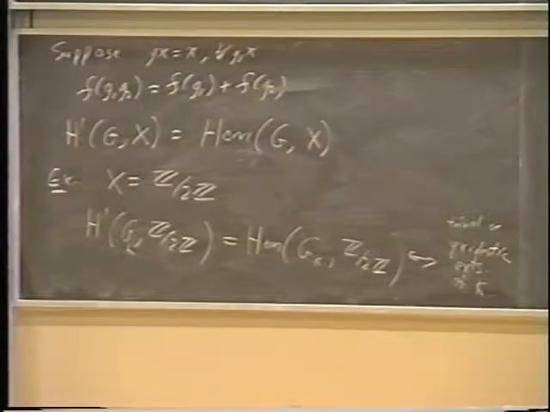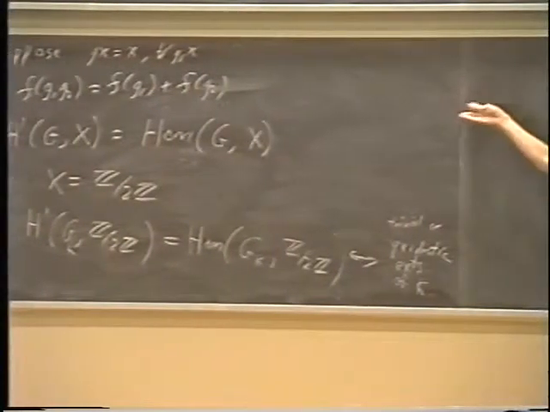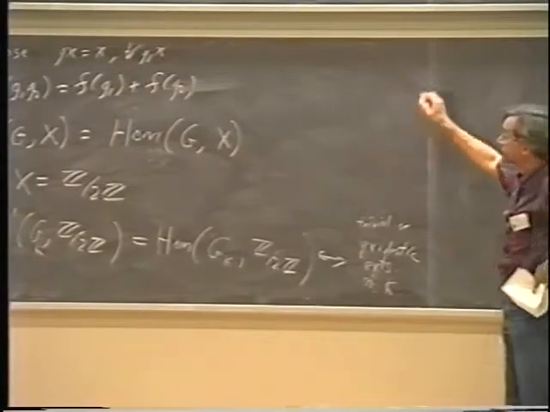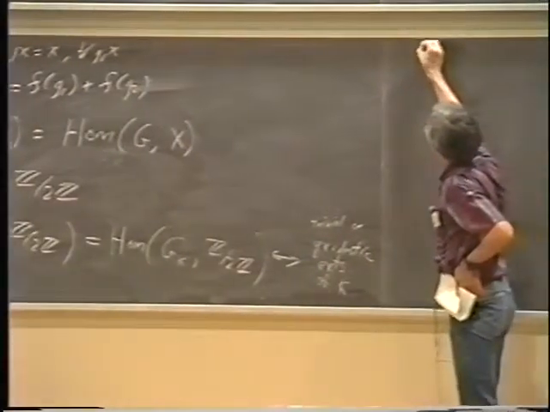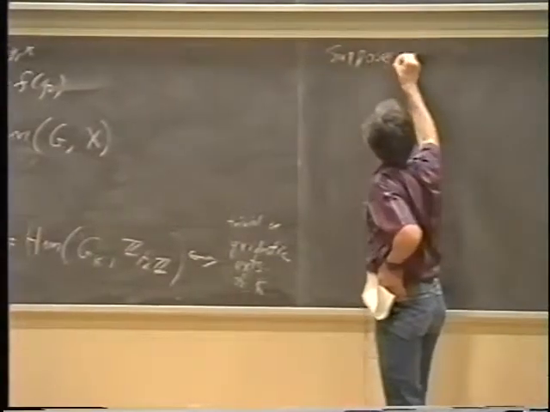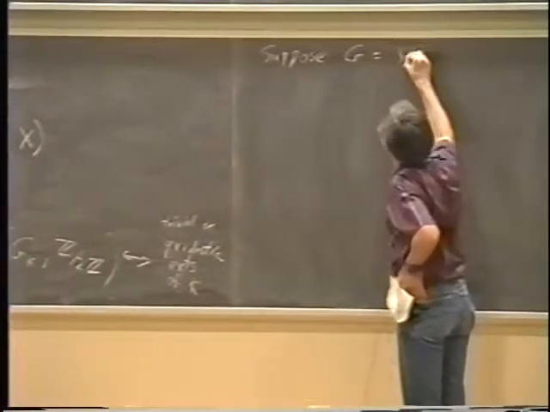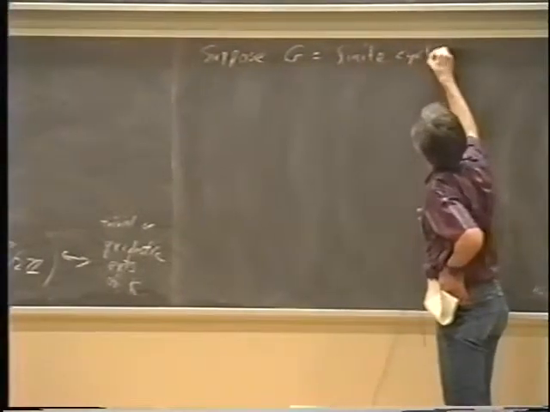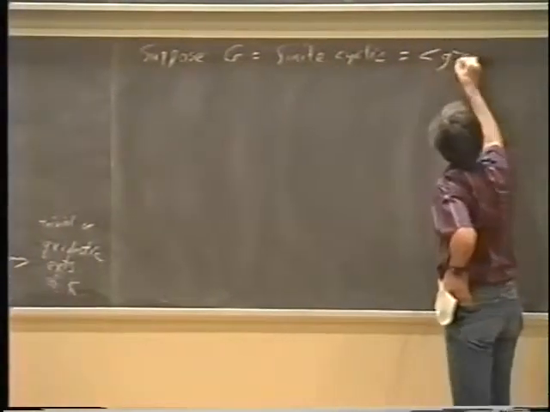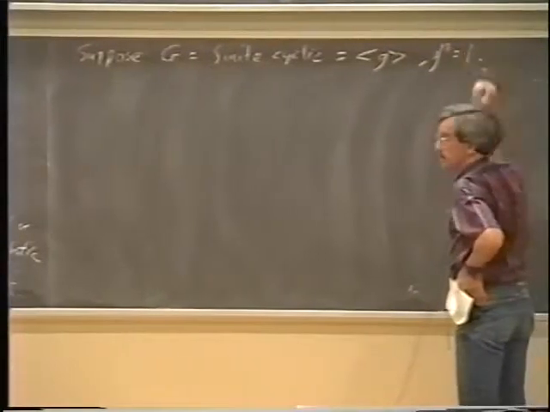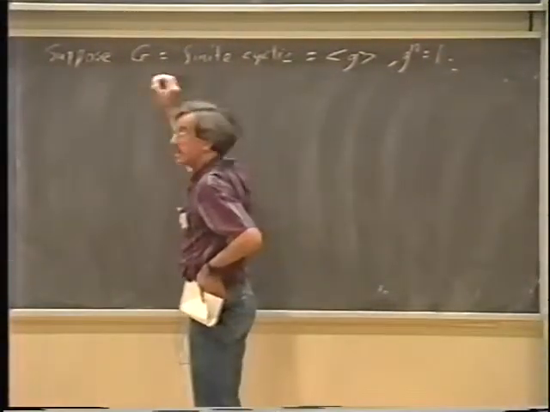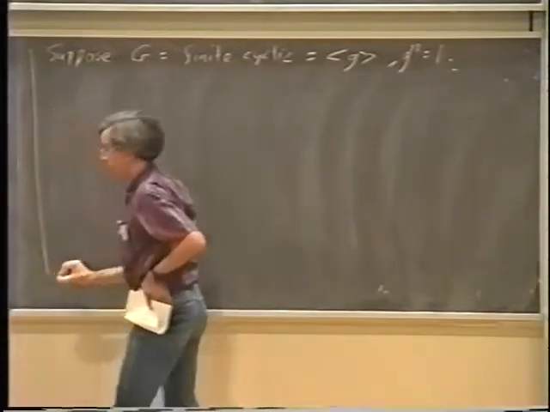Okay, let's take a different situation now. You see, if the action's trivial, everything's fairly easy. Let's take another case where we can actually calculate H1. A lot of times H1 becomes hard to calculate, but there are a few cases where we can do it. So let's now suppose G is finite cyclic. So it's just g, with g to the n is 1. And X is anything. I'm not doing trivial action anymore.